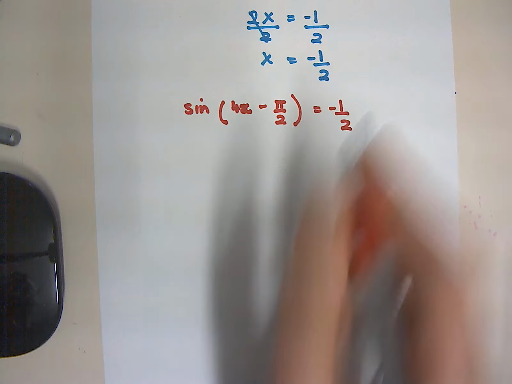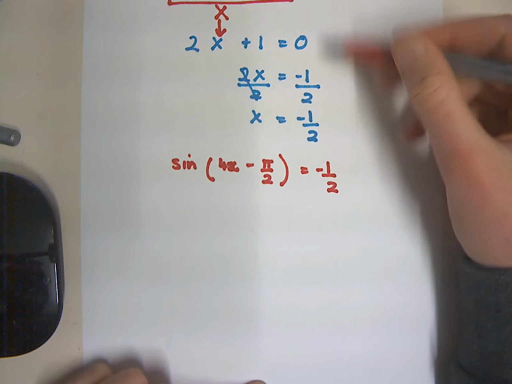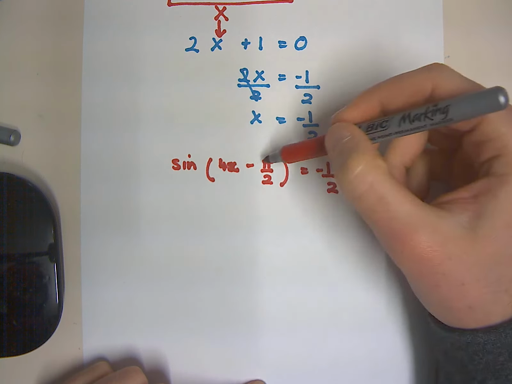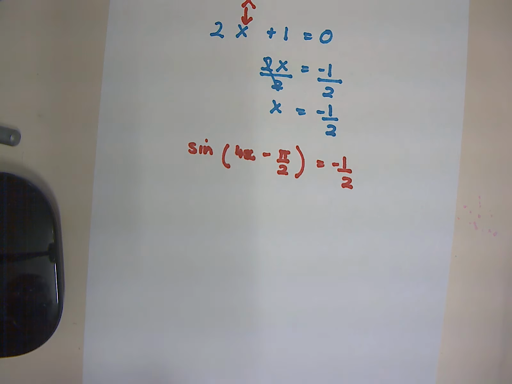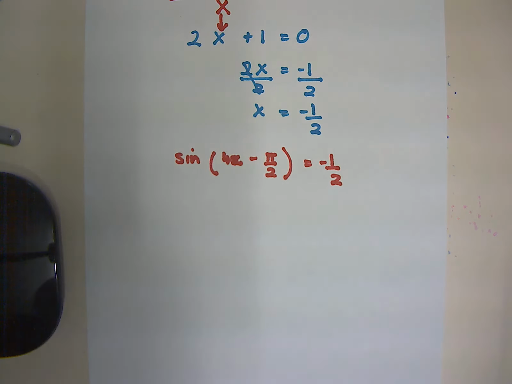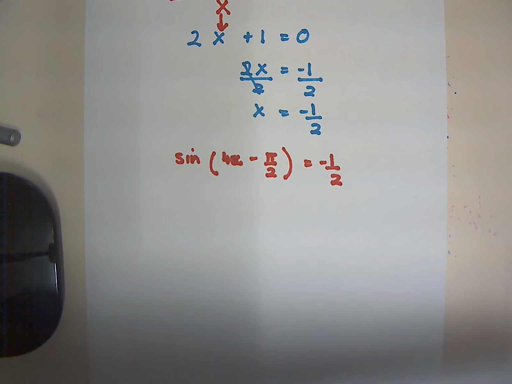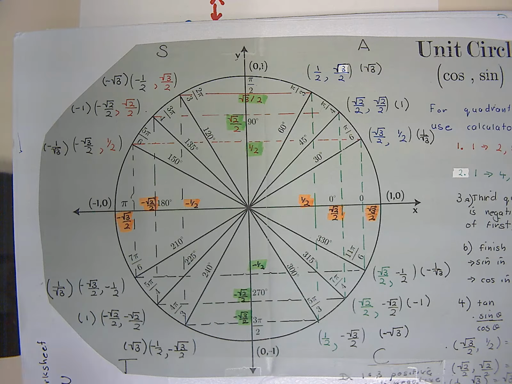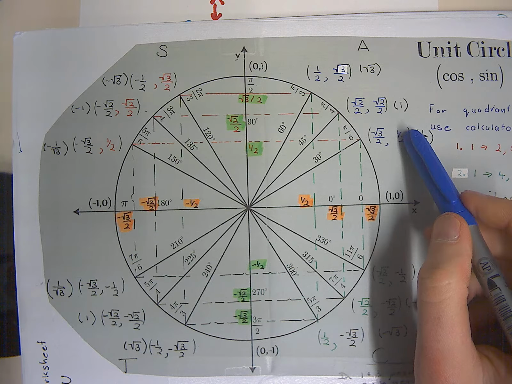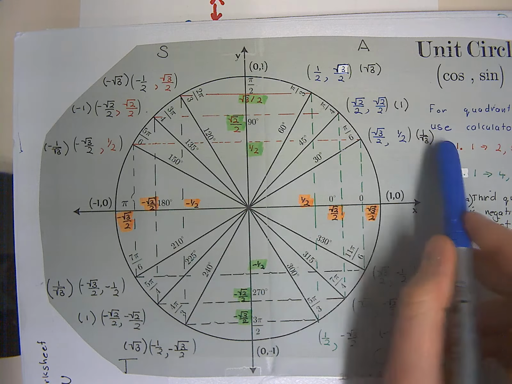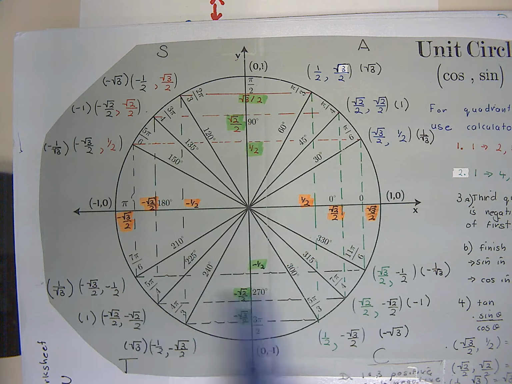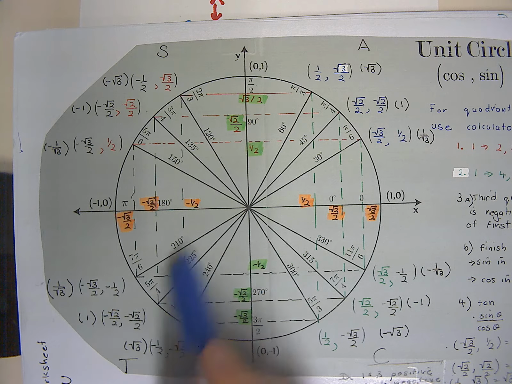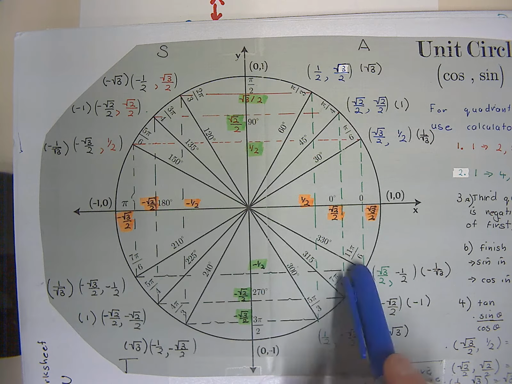Now the first step in any trig equation is to do this. Get it down to sine of something equals a number. Then you go to your unit circle. So let's look for where sine, where the y coordinate is negative a half. Now we've got a y coordinate of a half there, but that's no good. We needed negative a half. So we come down here. Okay, I've got it there. So that's 7 pi on 6 and 11 pi on 6.